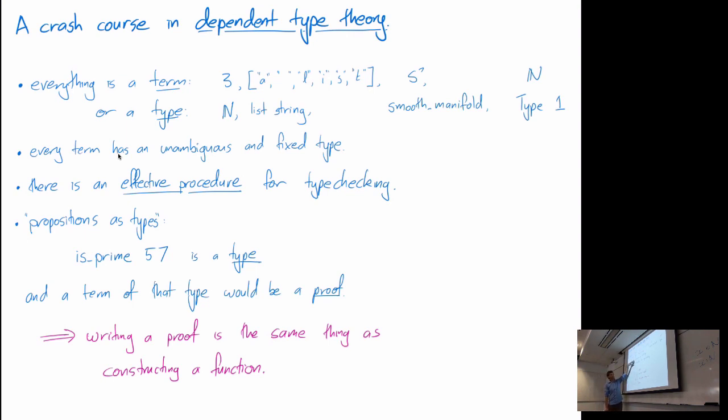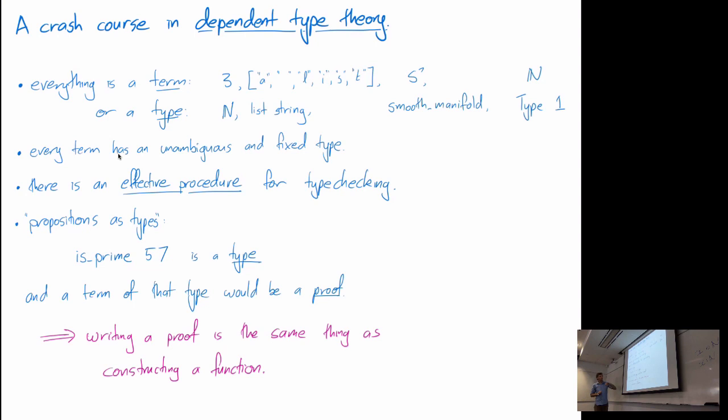Now, every term has, throughout its entire lifetime, a fixed and unambiguous type. So here, 3 is a term of type the natural numbers. This list here is a list of strings. S7 is a smooth manifold. And the natural numbers themselves are a type. This is something different from ZFC, where everything is just a set. There aren't these two different levels.